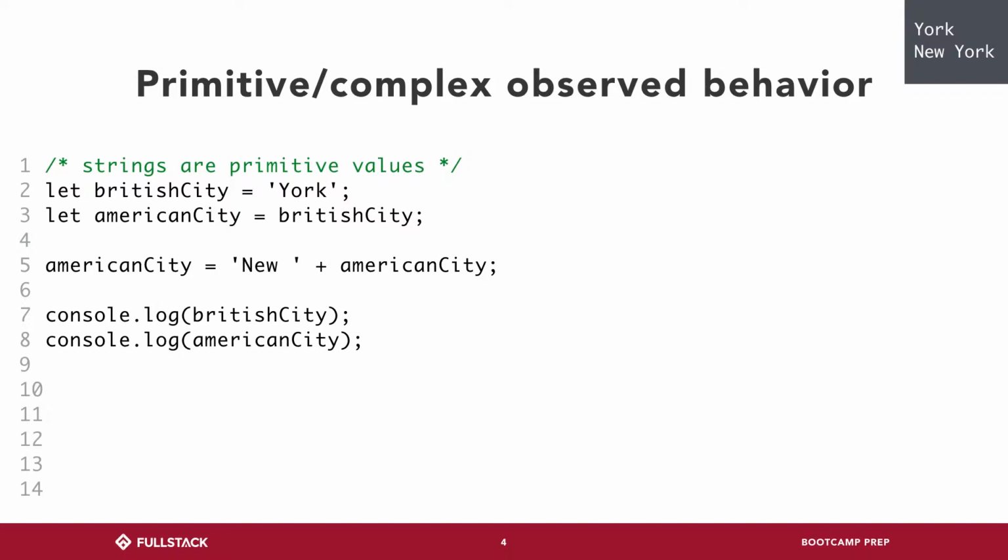So in this case, we're defining British city to be the string York, and we're defining American city to be a copy of the value assigned to British city. So American city is York too, but it's not the same York. It's just a copy of the primitive value that we assigned to York. Which is why when we change American city, British city isn't touched at all. It's in a totally separate room from whatever we're doing to American city.